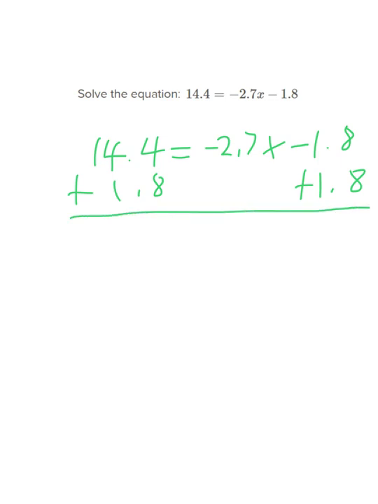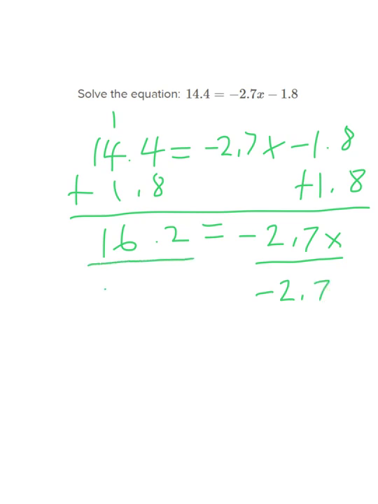And let's see, what do we get? We get 1, 2, 6. I get 16.2 equals negative 2.7x. The opposite of multiplying by negative 2.7 is to divide by negative 2.7. And this much over here equals 1. 1 times x is x.